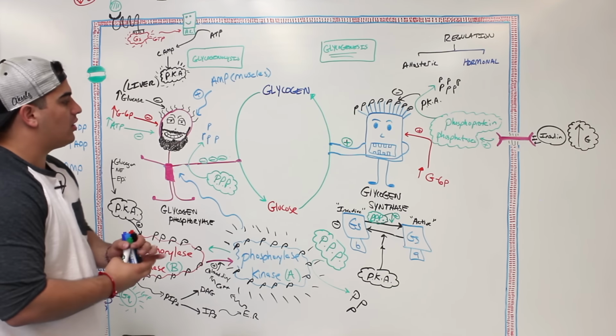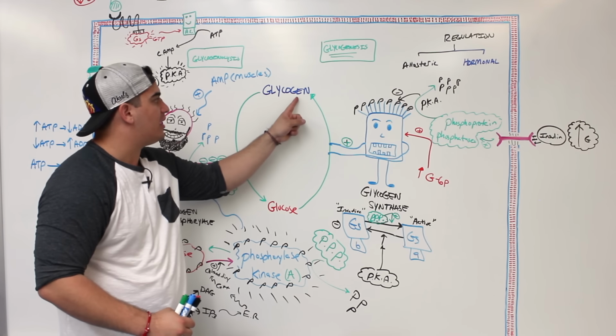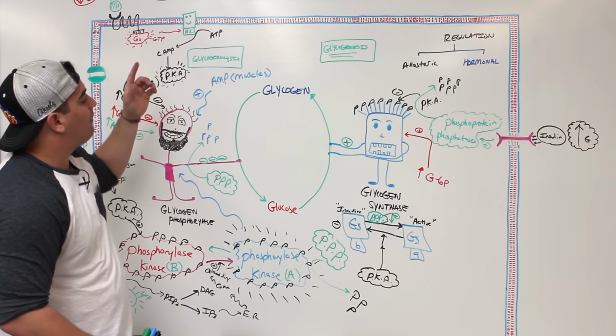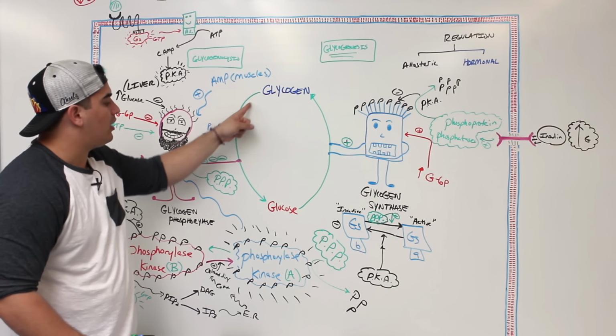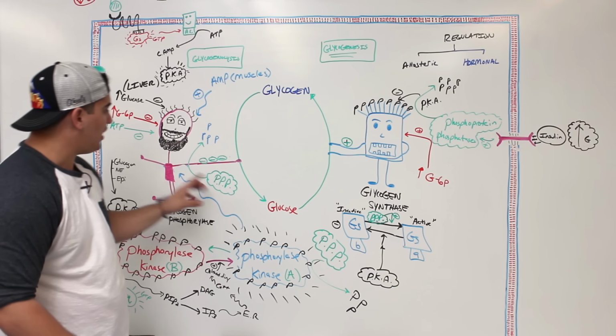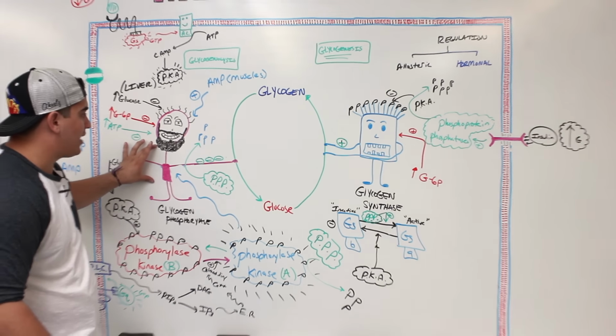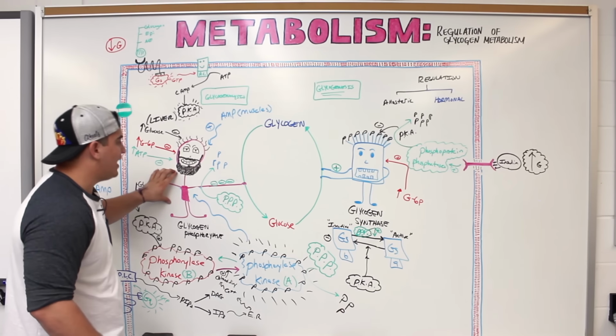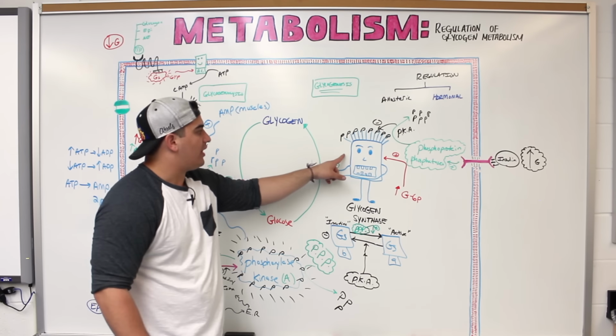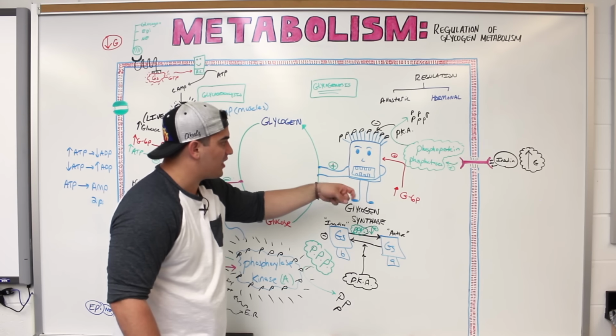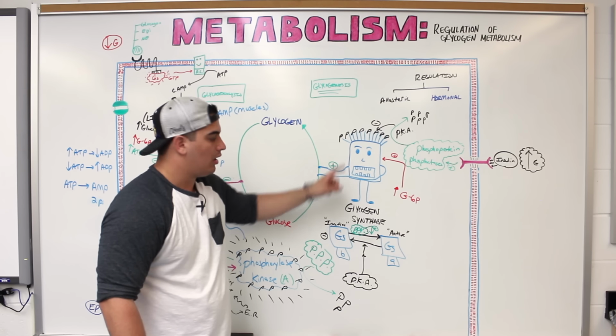So that's why insulin stimulates glycogenesis, and epinephrine, norepinephrine, glucagon stimulate glycogenolysis. If you phosphorylate this enzyme, he's activated. If you dephosphorylate him, he is inactivated. If you phosphorylate this enzyme, he's inactivated. If you dephosphorylate this enzyme, he's active.